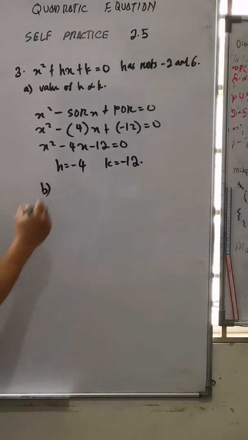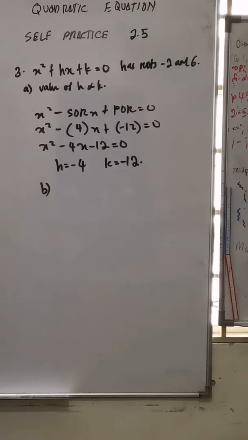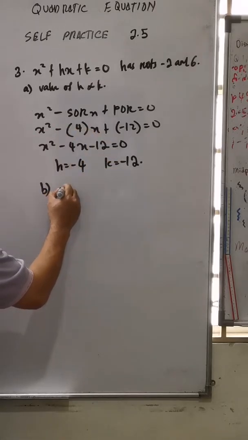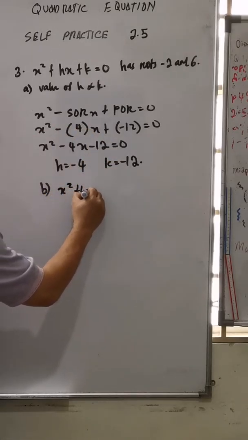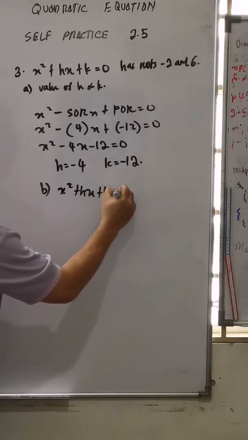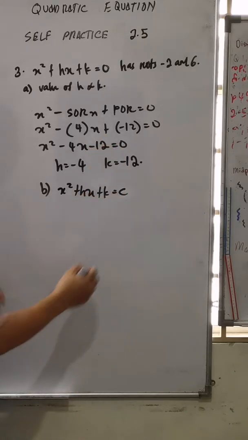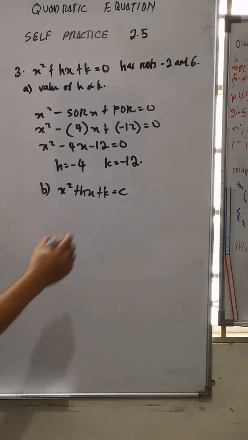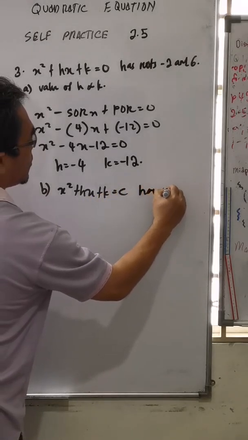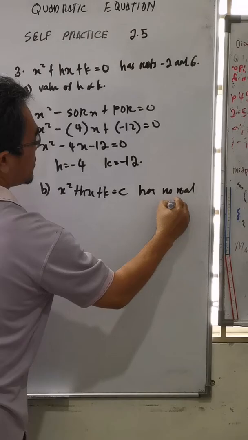B. The range of values of c such that the equation x squared plus hx plus k equals c has no real root. Okay, the equation is a little bit different. x squared plus hx plus k equals c has no real roots.